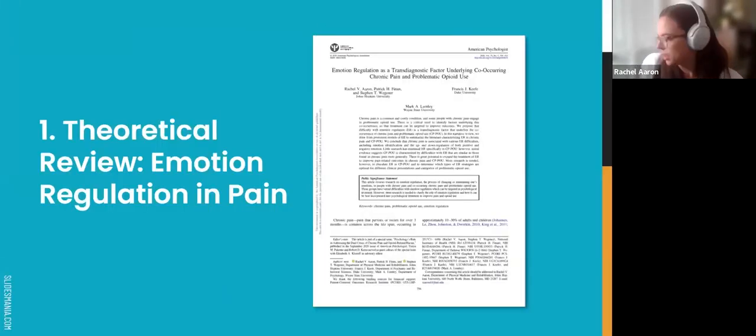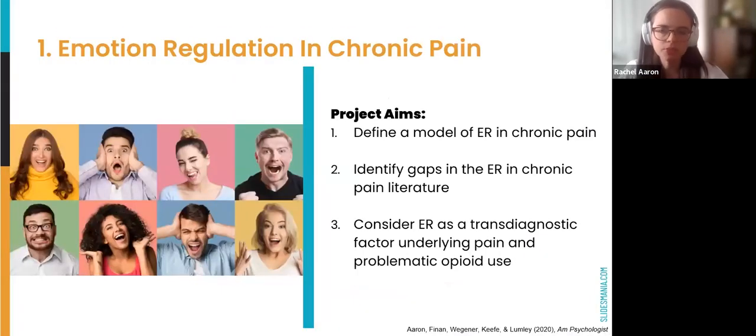All right, so I'll start here with this theoretical review on emotion regulation and pain, which was published a couple years ago in the American Psychologist. So the goal of this review, we wanted to bring this model of emotion regulation to chronic pain because emotion regulation has a very rich theoretical history in the general psychology literature, but that model hasn't really been pulled into chronic pain.